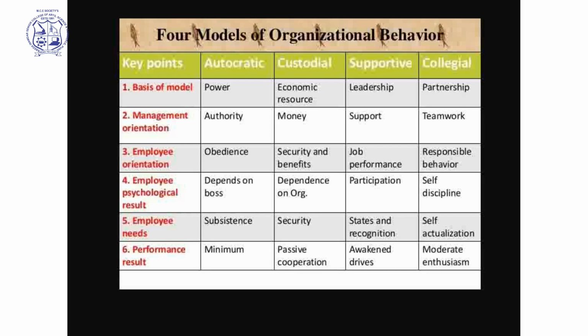Next model is custodial. In this, the boss is also having power, but that power is because of the monetary power that person is having. The person who is ordering has more economic resources. In a simple example, an employee will obey the order of the boss because the employee believes that the boss will give a reward in terms of monetary benefit or economic resources, and that's why that person follows the order of that person. And here management orientation is monetary.